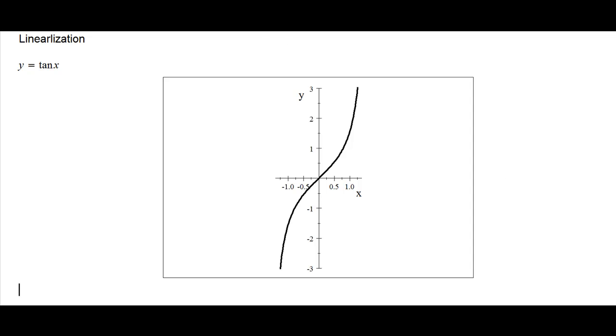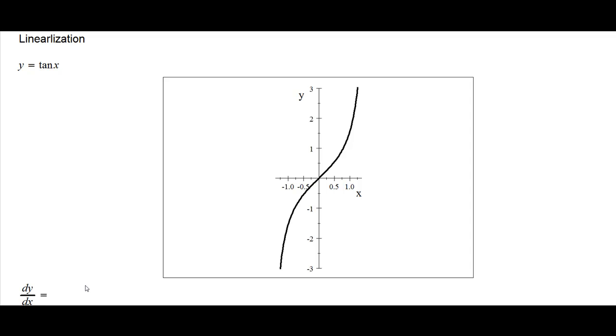So the best way to approximate that with a straight line is to look at the tangent line to this graph at (0, 0). So we have y equals tangent x. What is the derivative of tangent x? The derivative is secant squared x, right?